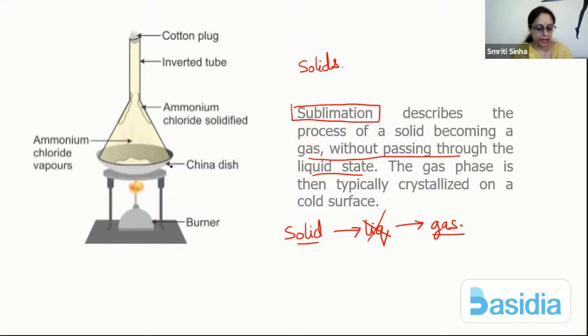So you have to take a china dish. In this china dish, you take any sublimatory solid that you need to purify, like ammonium chloride. Then heat it, and on top of that, you keep an inverted funnel. You have to block this funnel with a cotton plug so that whenever your solid gets converted to gas, it does not go out and remains inside.